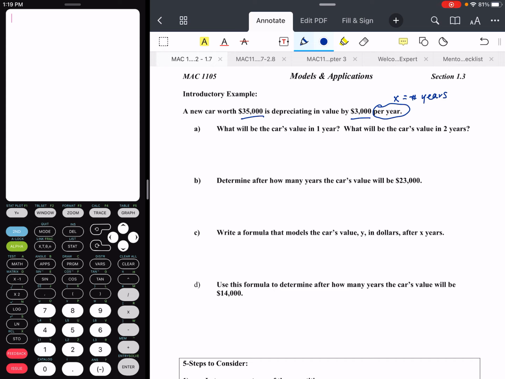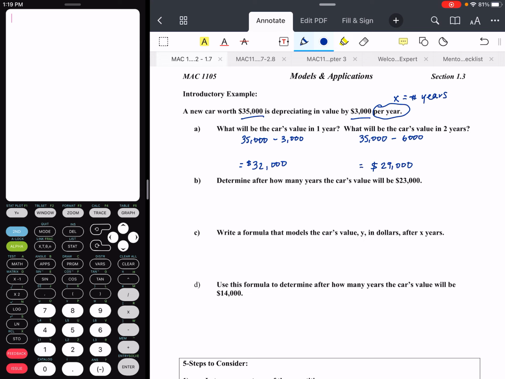So part A just says, what will be the car's value in 1 year? So of course you can just take 35,000, subtract depreciation from 1 year, and that gives you 32,000, right? Easy peasy. We include our units. What will be the car's value in 2 years? 35,000 minus 2 times 3,000 would be 6,000. Gives us $29,000. Okay, so nothing too crazy so far, right?